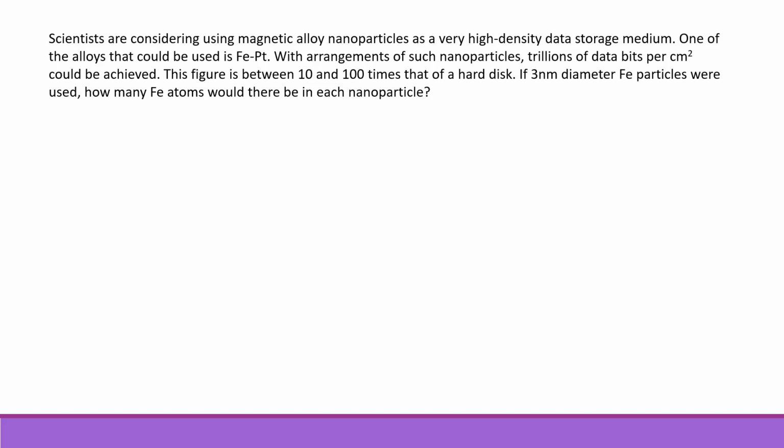Another example is suggested here. Scientists are considering using magnetic alloy nanoparticles as a very high density data storage medium. One of the alloys that could be used is iron platinum. With an arrangement of such nanoparticles, trillions of data bits per square centimeter could be achieved. This figure is between 10 and 100 times that of a hard disk. Now the question: if 3 nanometer diameter iron particles were used, how many iron atoms would there be in each nanoparticle?